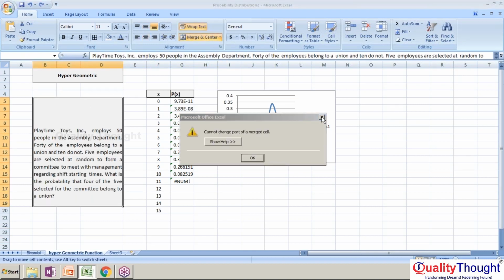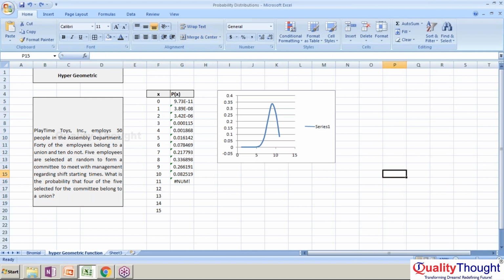Okay, done. So this is what I thought of doing it. So this is completed. Now let us get on to the Poisson distribution.